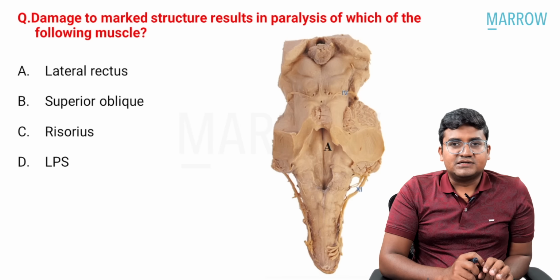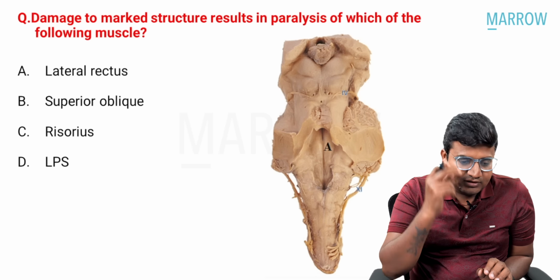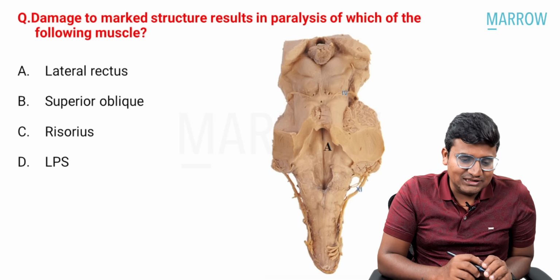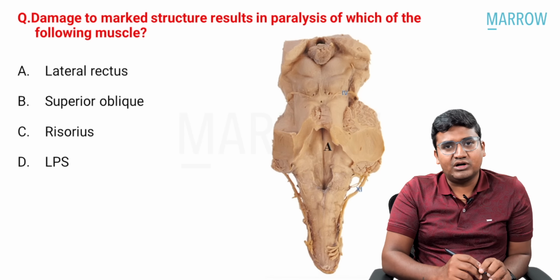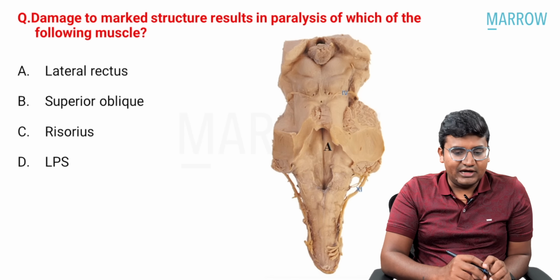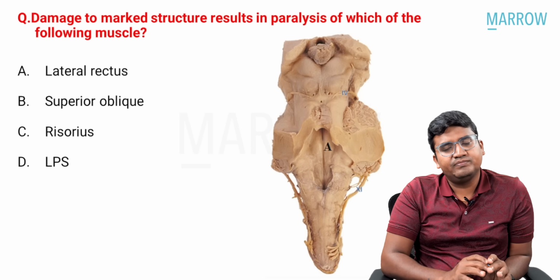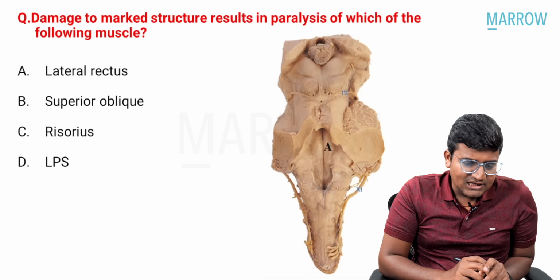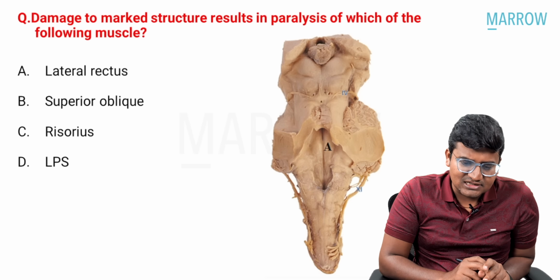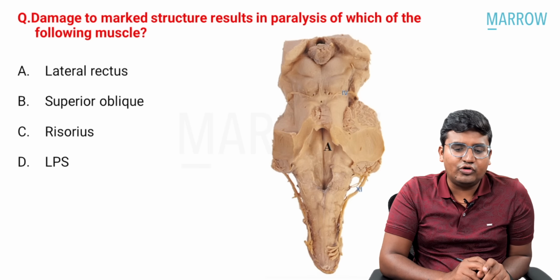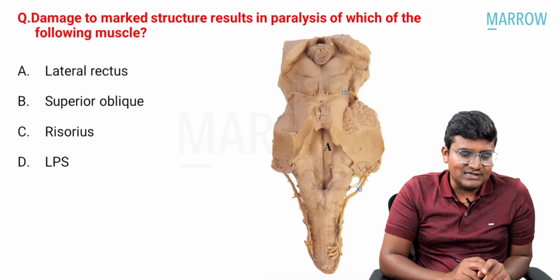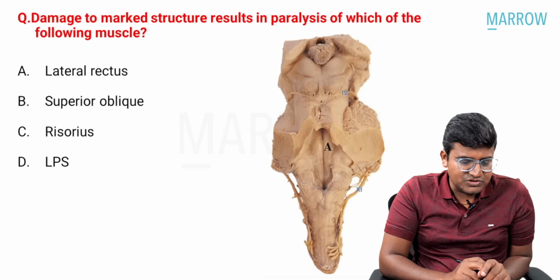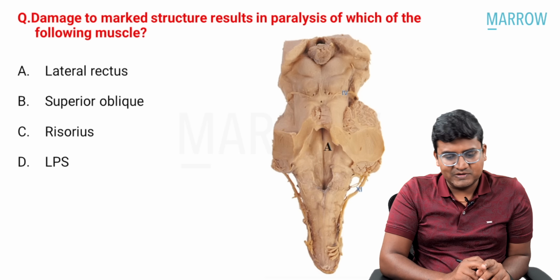Okay, right. Now see the fourth question. Yes, again this is a repeat question only. In the 2016 November AIIMS exam, we got the same question. Now the question is, damage to the marked structure results in paralysis of which of the following muscles? Option A, lateral rectus, B, superior oblique, C, risorius, and D, LPS muscle, levator palpebrae superioris muscle.